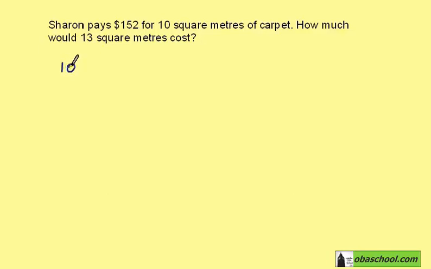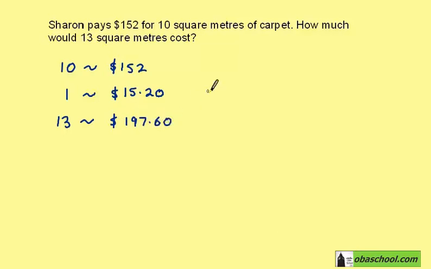We're given that 10 square meters costs $152. Dividing by 10 tells us that 1 square meter costs $15.20. So to get 13 square meters, we need to multiply by 13, giving us $197.60.